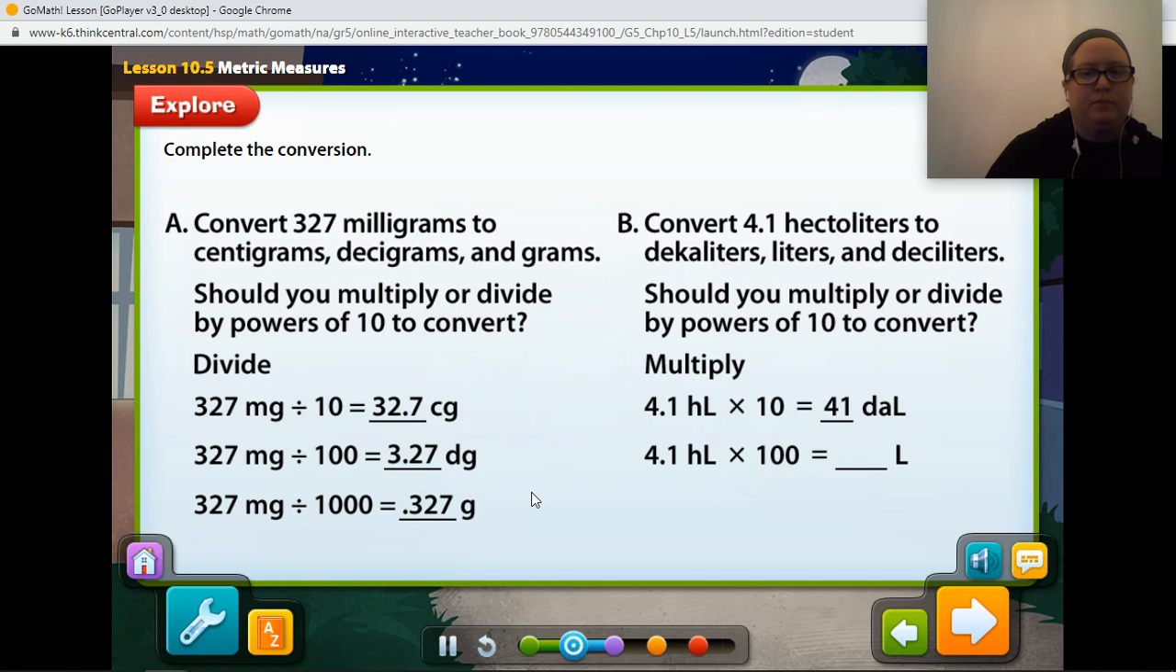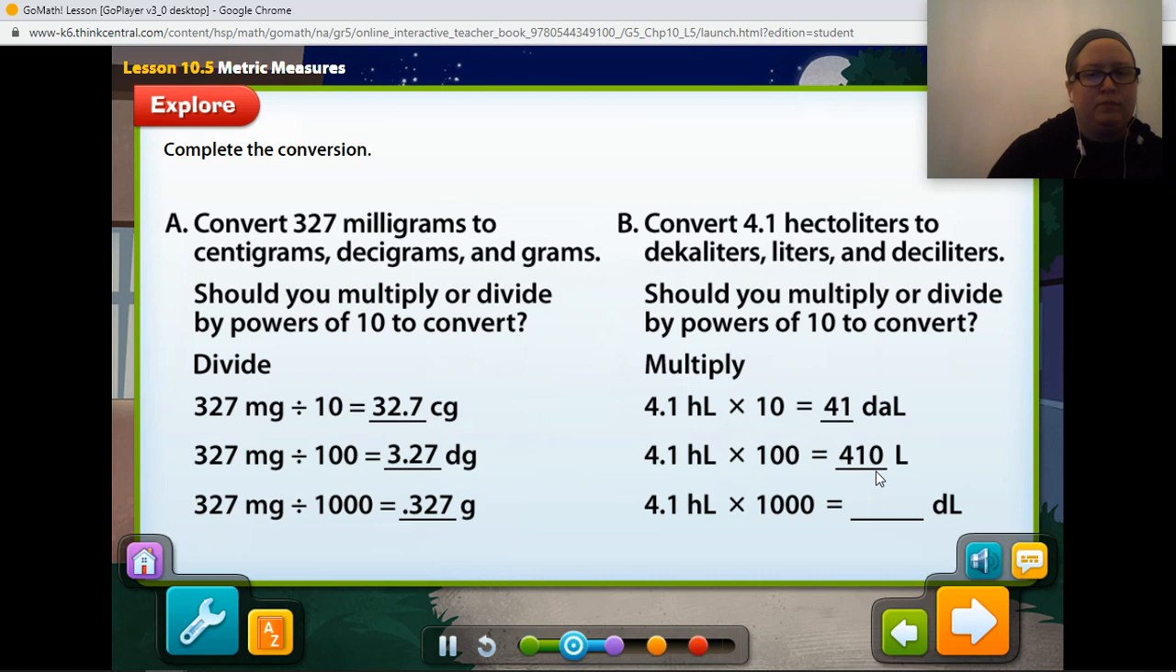How many liters are in 4 1/10 hectoliters? To find the answer, multiply by 100. 4 1/10 hectoliters is equal to 410 liters. Since you're multiplying by 2 powers of 10, you move the decimal point to the right 2 places. Sometimes you'll need to add a 0 before or after the decimal point to complete the conversion.